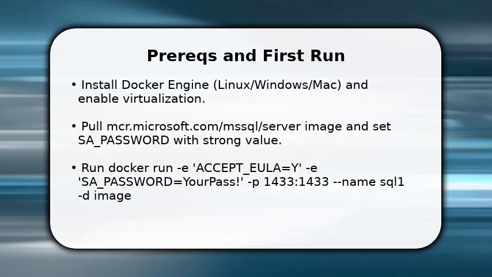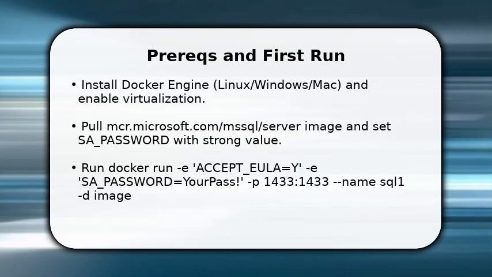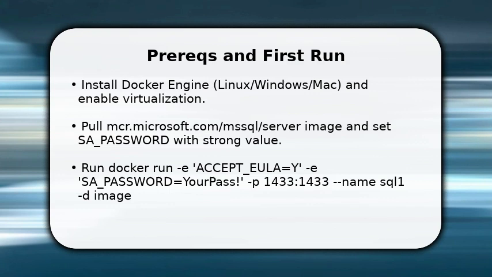You start by confirming prerequisites: Docker installed, virtualization on, and a strong SA password ready. Next, pull the official image so you have the exact SQL Server binary. This ensures compatibility. Then run the container with accept EULA and SA password environment variables, map port 1433, and give the container a name. Once done, you'll have a running container instance. Make sure Docker has allocated enough memory before proceeding to avoid runtime memory errors.